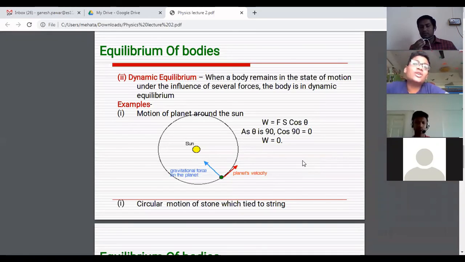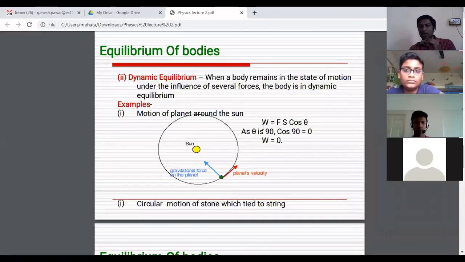I always thought that the orbit of Earth is also elliptical. No, no. It is slightly elliptical, but approximately we take it as circular only. So everywhere the Earth is almost at the same distance from the Sun.